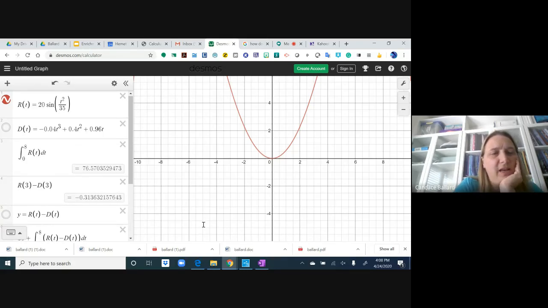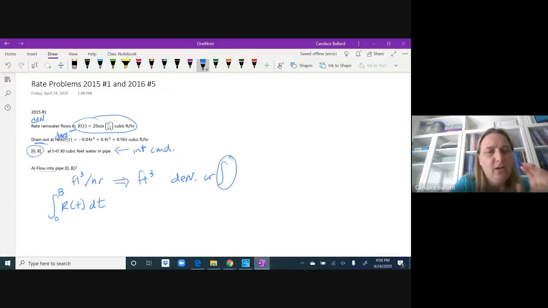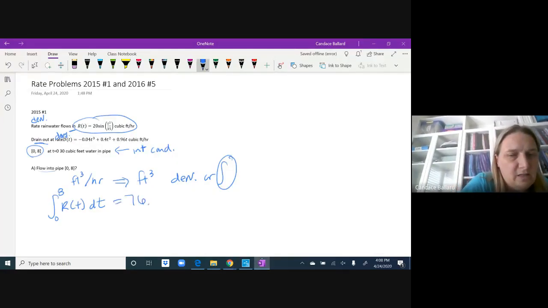When I integrated that in Desmos, to get the integral you just start typing the word integral. If you are practicing, you can use this on the test, though I don't think it's going to be necessary. I got 76.5703 and so on. So that's the answer that they're looking for. You'd want to label that, because it asked how many cubic feet of rainwater. So you could say that it is feet cubed, but they weren't grading on that part.